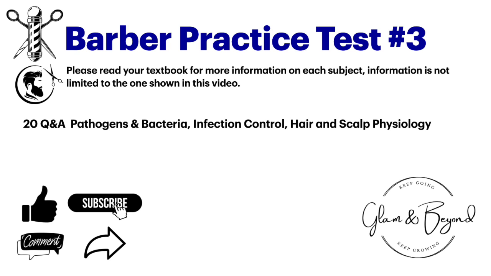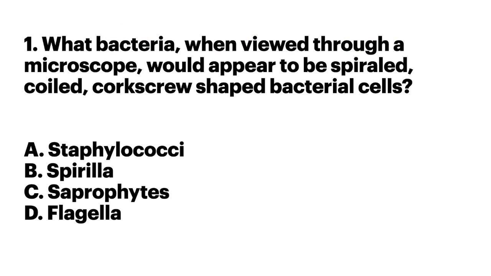Now let's get started. Number 1. What bacteria, when viewed through a microscope, would appear to be spiraled, coiled, corkscrew-shaped bacterial cells? A. Staphylococci. B. Spirilla. C. Saprophytes. D. Flagella. The answer is B. Spirilla.